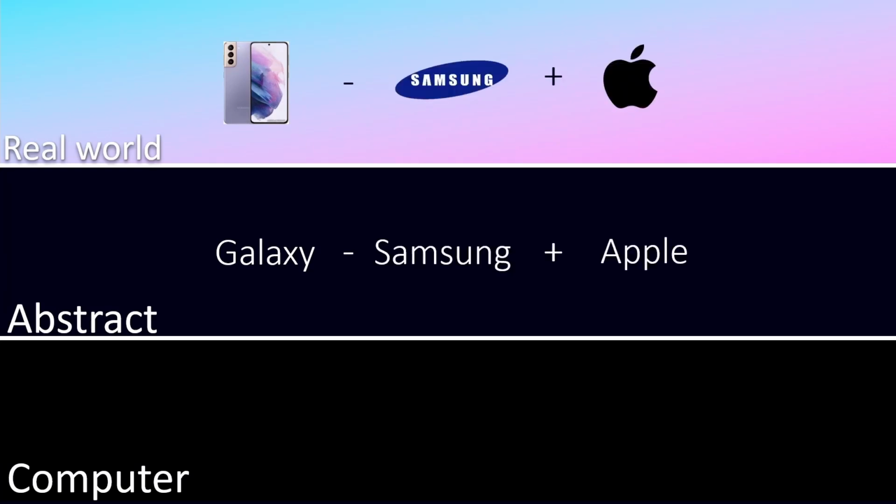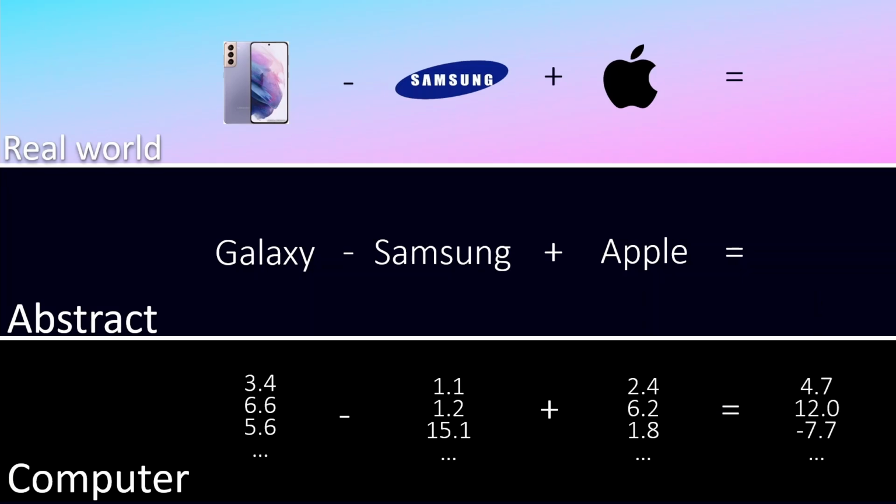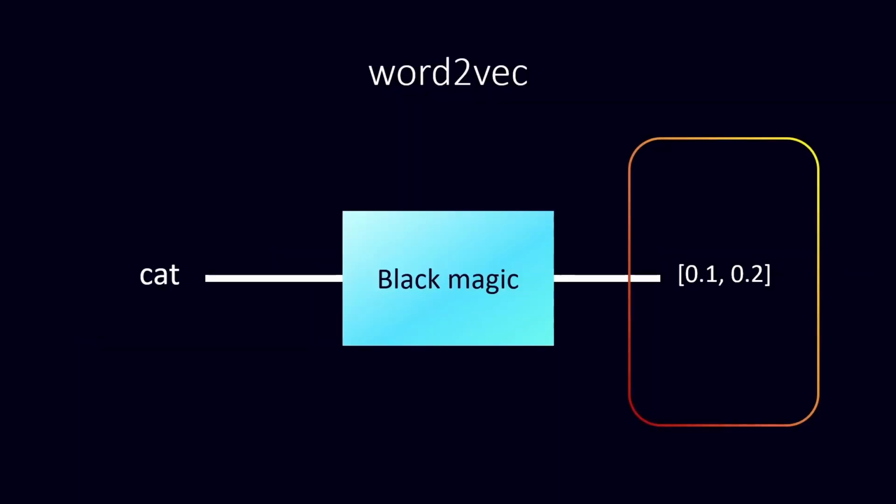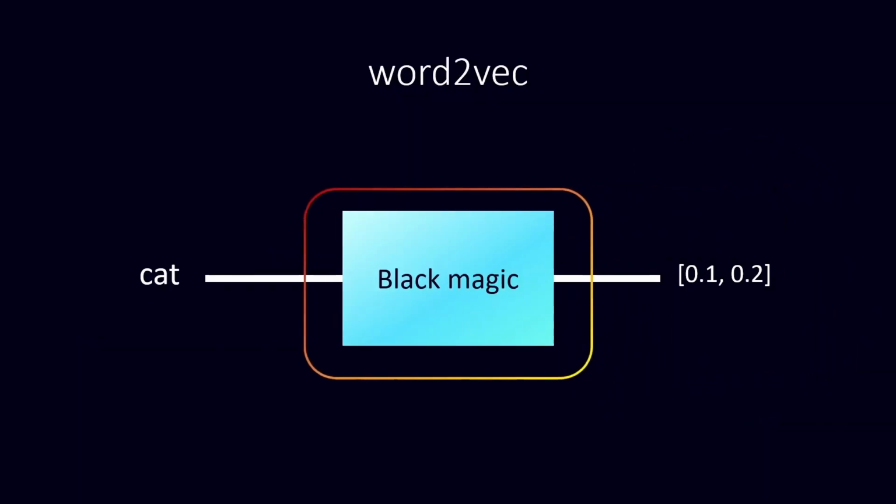The next thing is math operations. Let's look at them. Let's do Galaxy minus Samsung plus Apple. Transform all these words into vectors. Okay, subtract, add, and we have a vector that represents iPhone. What? Math with words? What? How? Okay, let me explain. Let's dig into this black magic.